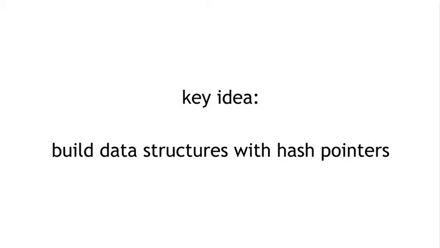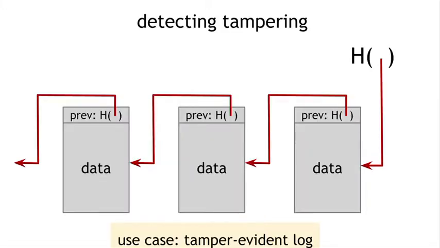So a key idea here: take any data structure, a linked list, a binary search tree or something like that, and implement it with hash pointers instead of pointers as we normally would. For example, here's a linked list that we've built with hash pointers. And this is a data structure that we're going to call a blockchain.